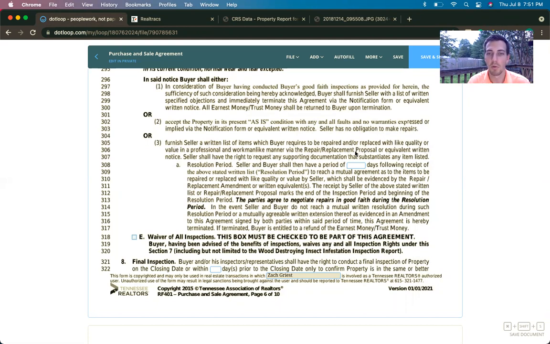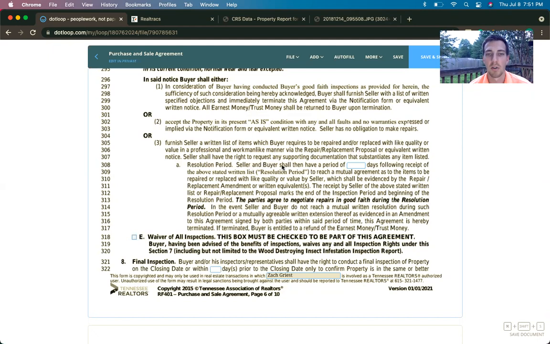Via the repair replacement proposal or equivalent written notice, seller shall have the right to request any supporting documentation that substantiates any item listed. So you choose option 3 as the buyer. You have to give the seller notice via the repair replacement proposal or equivalent. Hey, here's the things that I want fixed.